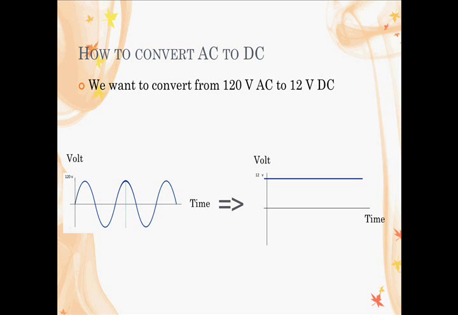Before we continue on to the actual build itself, we're going to go into a little bit of theory on how to convert AC to DC. On the left, we have 120 volts AC, and what we want to do is convert that to 12 volts DC.